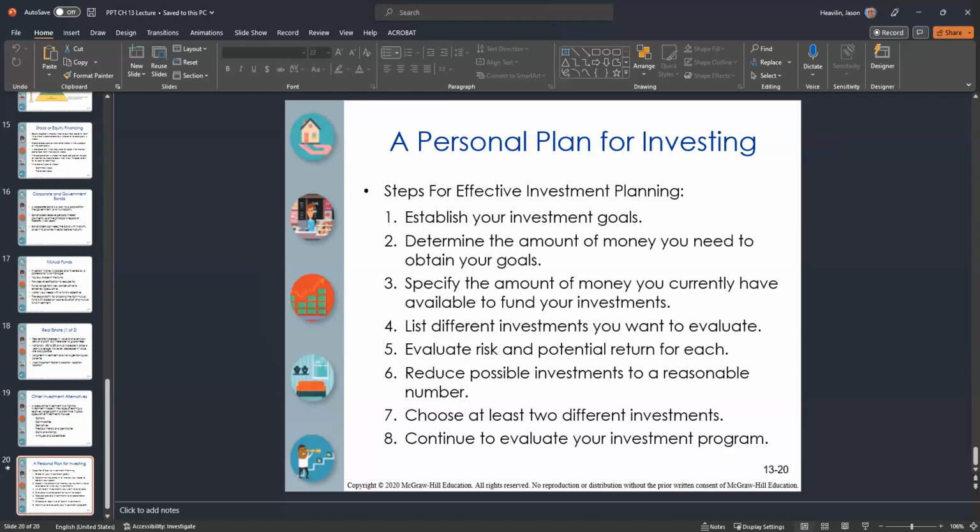Choose at least 2 different investments. That's all I'm going to say on that. If you want to do a few more, that's recommended. What we're saying is you don't want to have a large variety unless you have a very complex portfolio situation or a lot of money. But you should have at least 2 different investments. Continue to evaluate your investment program. Just start the cycle over. Measure, look, adjust as necessary.